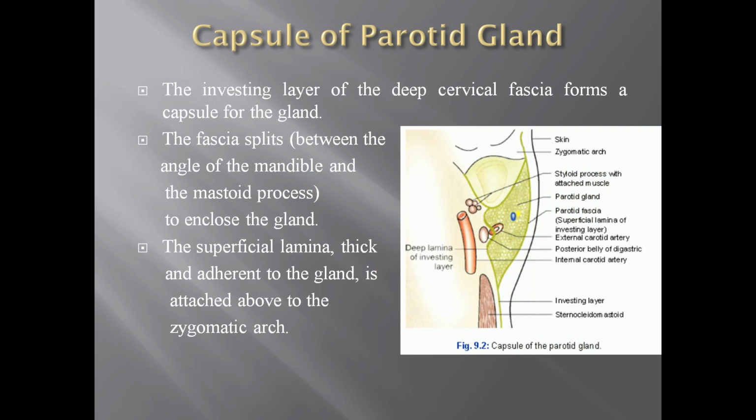Coming on to the capsule of the parotid gland. There is an investing layer of the deep cervical fascia which forms the capsule of the gland. The fascia splits into two parts, between the angle of the mandible and the mastoid process. The superficial lamina is thick, and it is attached above to the zygomatic arch.